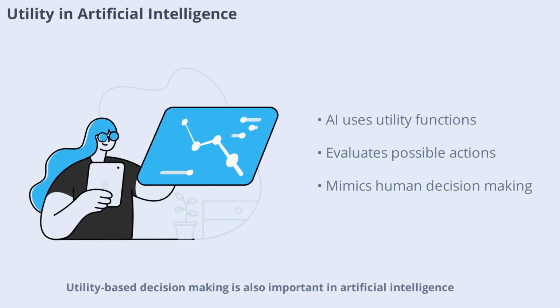Utility-based decision-making is also important in artificial intelligence. AI systems use utility functions to evaluate different actions and choose the one that leads to the best outcome. For example, a self-driving car might use utility to balance safety, speed, and comfort. By modeling preferences and outcomes mathematically, AI can make complex decisions that mimic human reasoning. This approach is key to developing intelligent, adaptive systems.